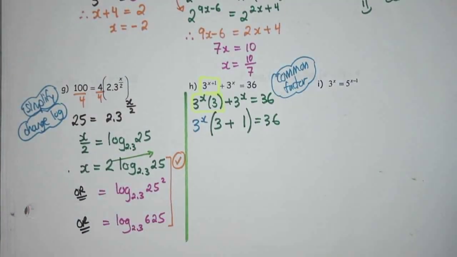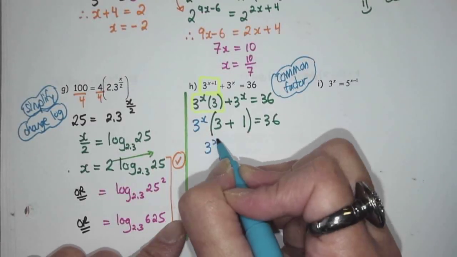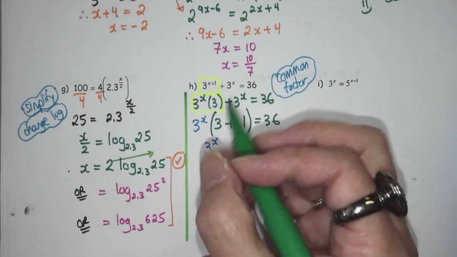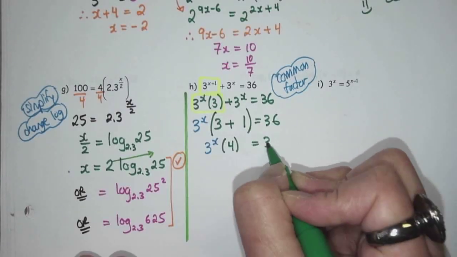Does that make sense? Okay, so then keep the 3 to the x, work this part out, and that's just a 4 now, equals 36.